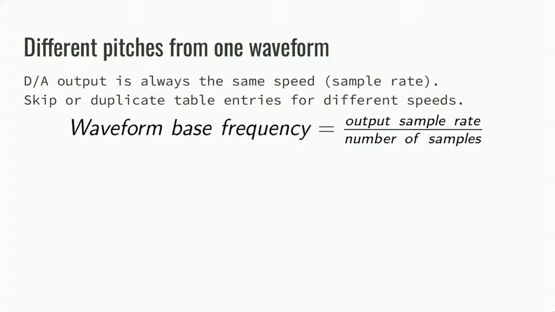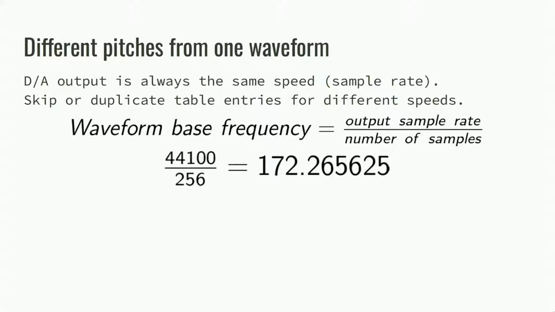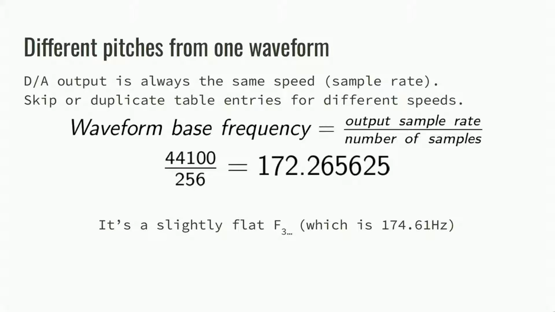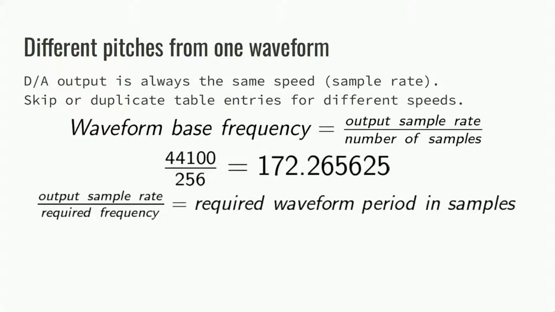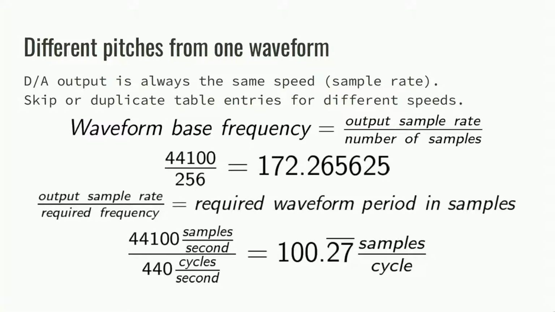But basically, you're taking your one waveform. I've got this many samples. And you're going to divide that out and then multiply it back by your frequency. And if you have 256 samples, that's going to be a slightly flat F3. So here's all your math.